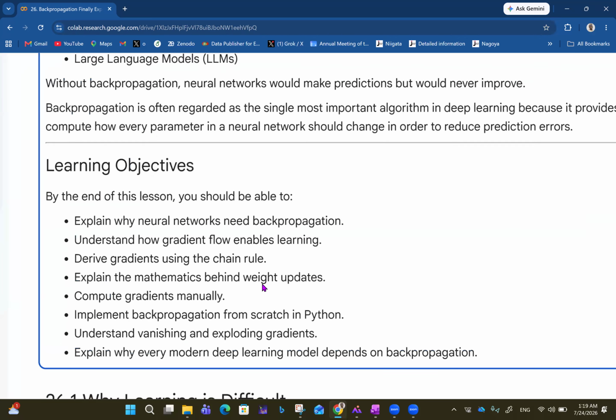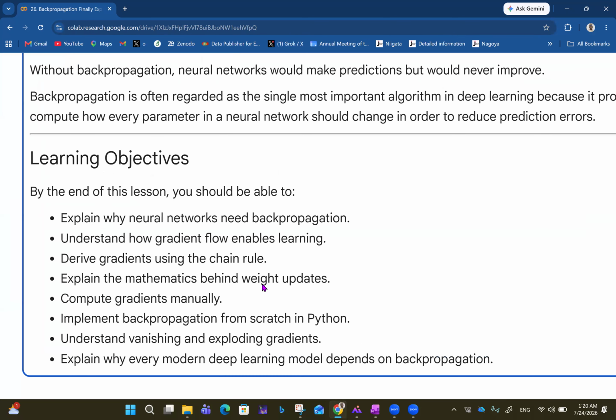So our learning objectives. By the end of this lesson, you should be able to explain why neural networks need back propagation. I mean, I've said that in a way. Then understand how gradient flow enables learning. We've seen that in previous videos. Derive gradients using the chain rule. We've also done that before, but we just want to explain in some depth. Explain the mathematics behind weight updates and compute gradients manually. Implement backpropagation from scratch in Python. And understand vanishing and exploding gradients, which we've talked about a whole lot. Explain why every modern deep learning model depends on backpropagation.